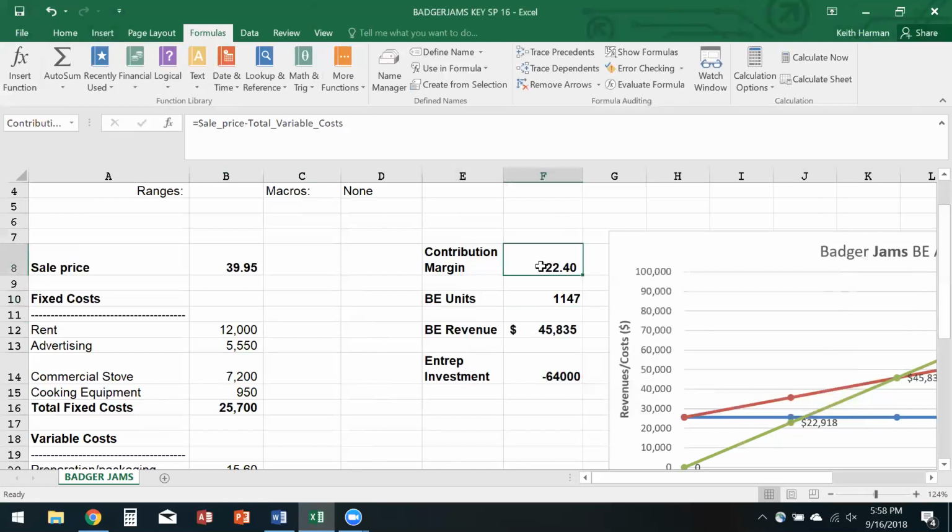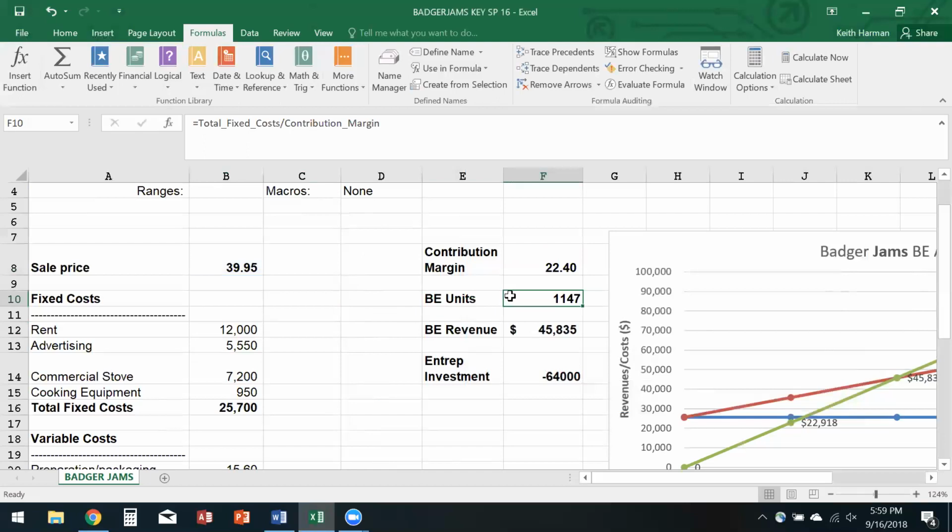Let's go back up here to the contribution margin for a moment, and let's click that. And notice that it's the sale price per unit minus the total variable costs. And that total variable cost there, that's on a per unit basis. So as we mentioned, the contribution margin tells us how much we've got left to pay off the fixed costs. Those are the costs we've got to cover first. So we've got the break-even units, okay?